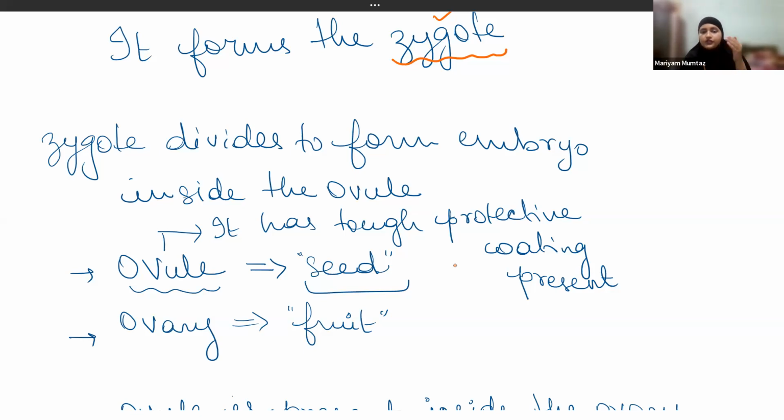So after this whole development is done, the ovule that we were talking about will turn into the seed, and the ovary, which is the basal part, will turn into a fruit. The fruit that we eat is the ovary of the female part, and the seeds that are there, which we do not eat, are the ovules. Is it clear? Yes, ma'am.